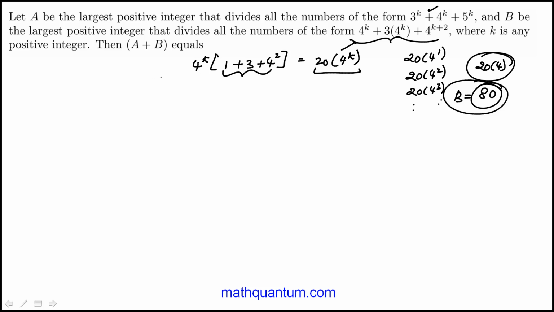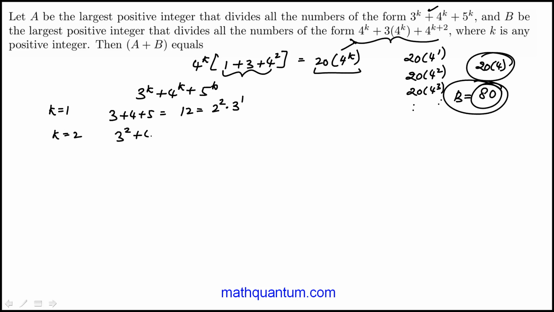Now, if you look at the first one, 3 to the k, there's really no pattern in terms of factoring or rewriting it, so I'll just generate these values. If k is 1, this is 3 plus 4 plus 5, which is 12. So that's 2 squared times 3. If k is 2, and you may have to use a calculator at some point, 25 plus 16 is 41, and 9, so that's 50. So that's 2 squared times 5. So far, 2 squared is the largest.